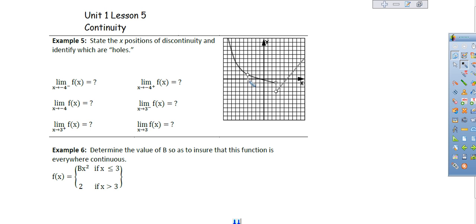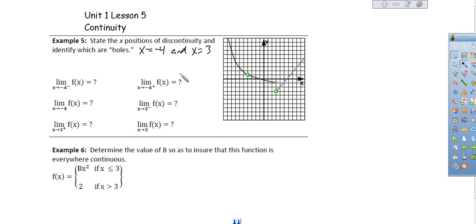We see there's a hole here, x equals -4. And what else do we see as a discontinuity? At x equals 3, there's another hole right here, so we could just state those. Take care of the first part of this problem. At x equals -4 and x equals 3, we see that there's a discontinuity.